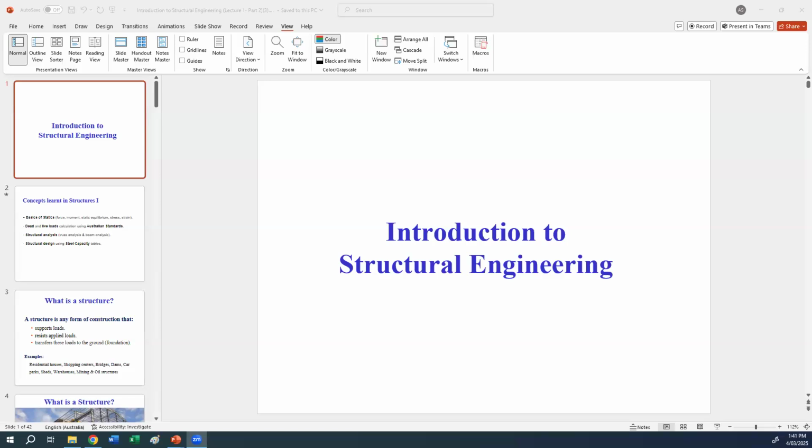Okay, so now in the second part of the class, we will be looking at some introduction about structural engineering and the loads and load balances and so on. If you have any query during my explanation, please let me know and I will try to help. Okay, so for this part, we have introduction to structural engineering.